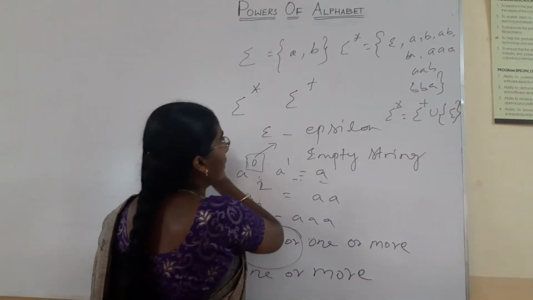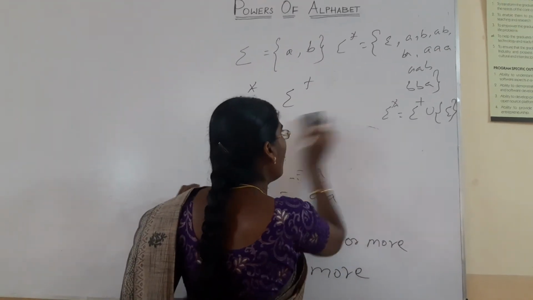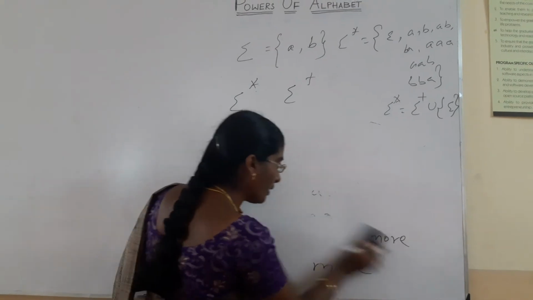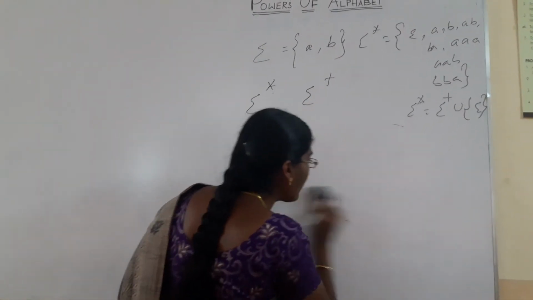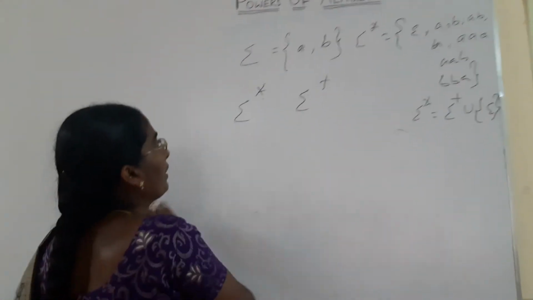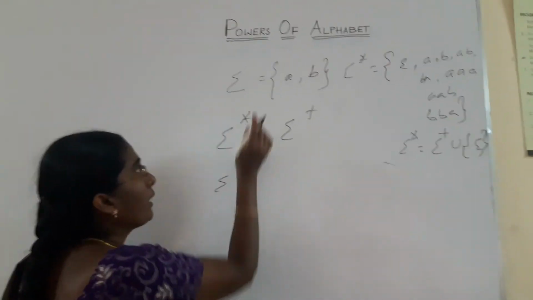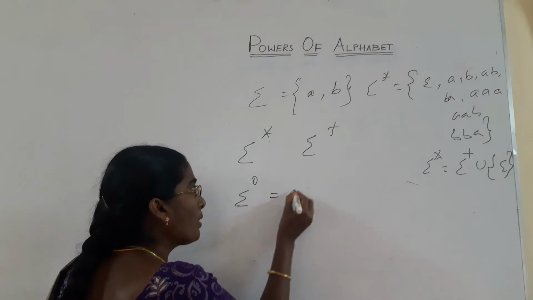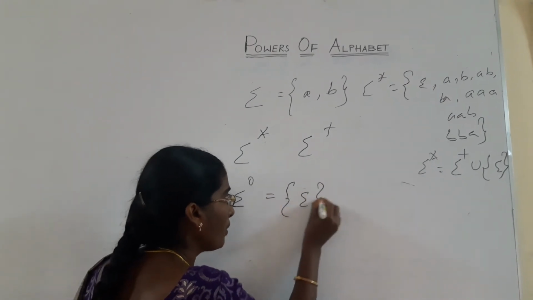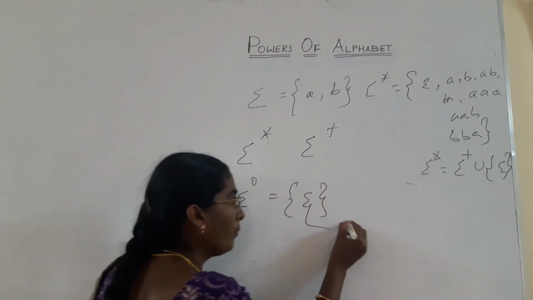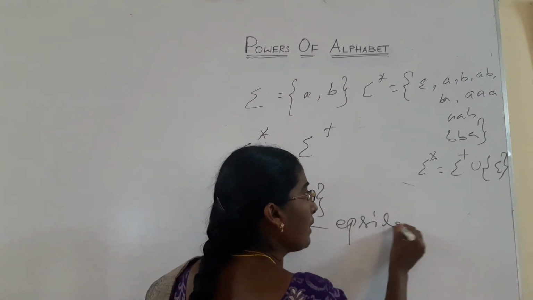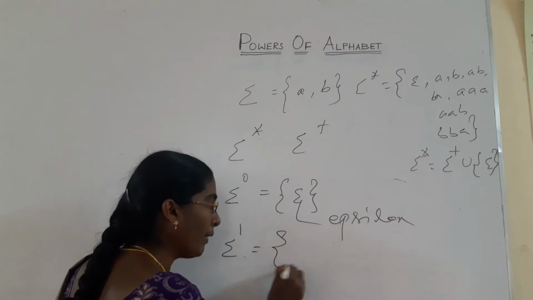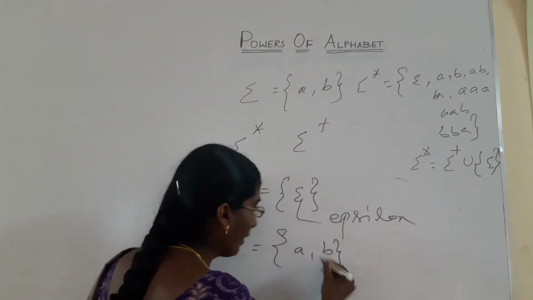Now we will see what epsilon per 1, epsilon per 2, epsilon per 3 are like this. How we will write the powers for the alphabet summation. Summation is equal to A comma B. Summation power 0 is always equal to epsilon. This is epsilon. Next, summation power 1 is equal to the given alphabet A comma B.